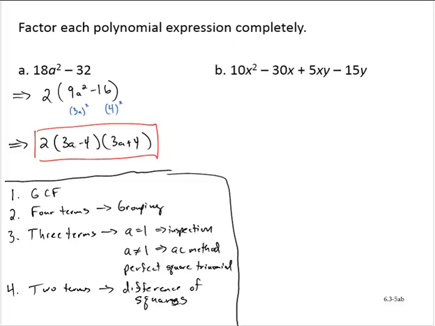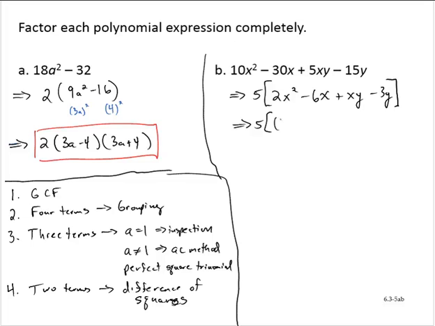Alright, exercise B. 10x squared minus 30x plus 5xy minus 15y. First thing I see is a common factor. It looks like I can factor 5 out of each of the terms. So let's factor out that 5. So I have 2x squared minus 6x plus xy minus 3y. Now I see 4 terms. I'm going to try grouping.